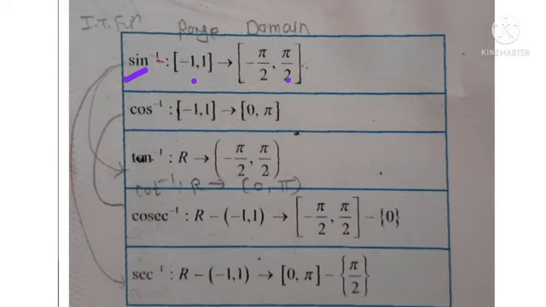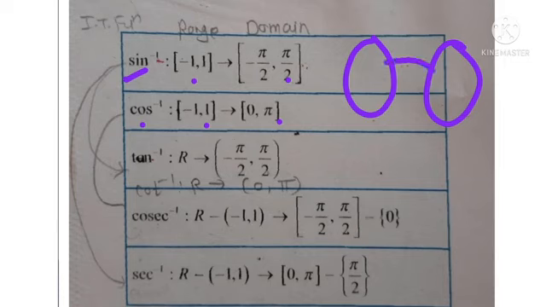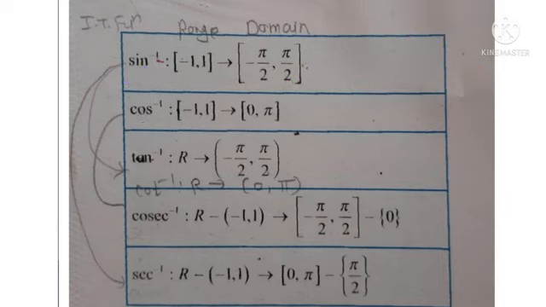Cos inverse: range is the closed interval -1 to 1 and domain is 0 to pi. This means the function goes from range to domain. In the last standard you had seen such types of functions. This is the function, understand? We call it range and domain. In this way all these six trigonometric functions we can write in the form of a table.